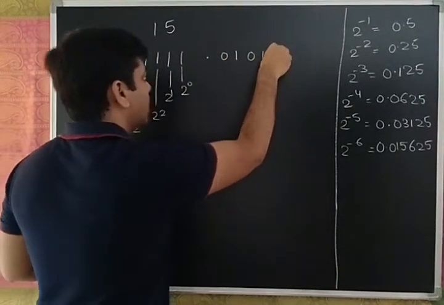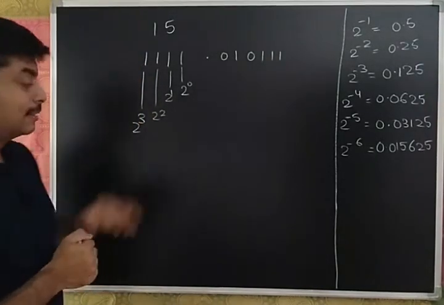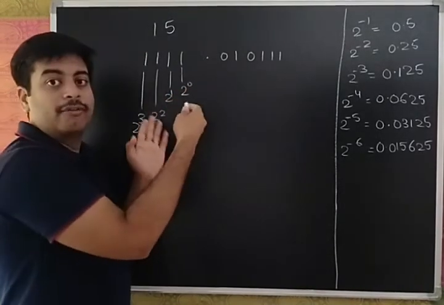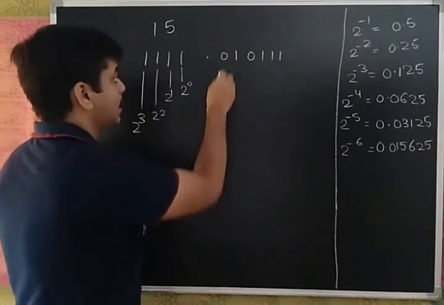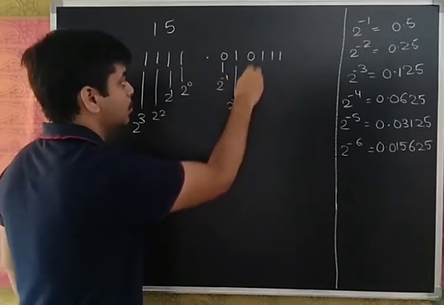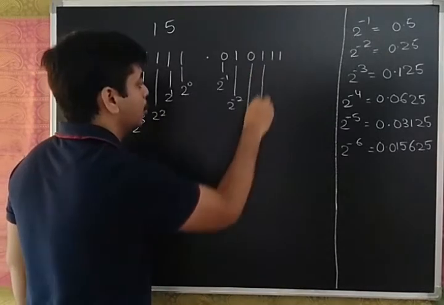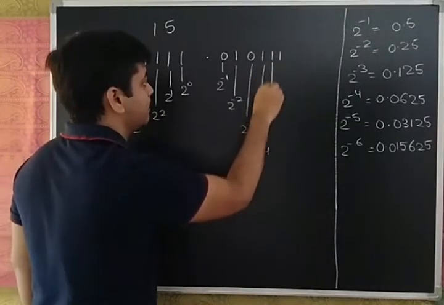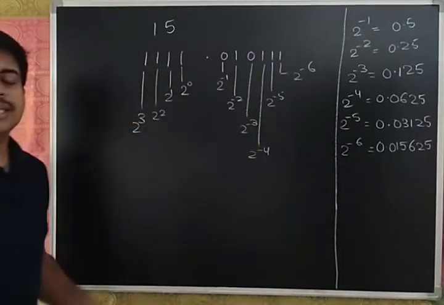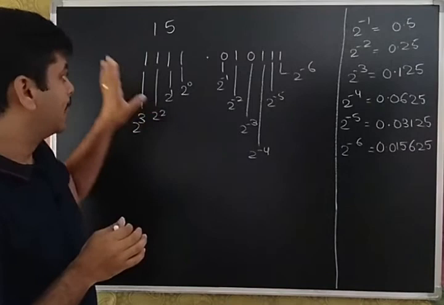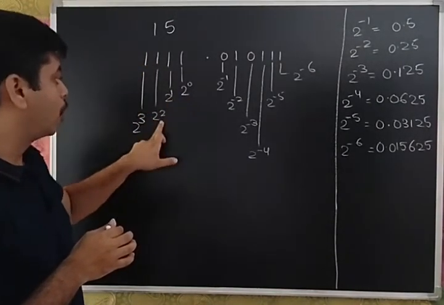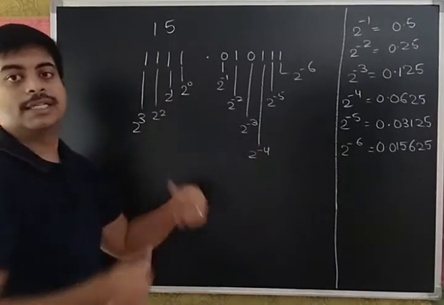Let us say we are having it like this. The same thing will be applicable, but instead of 2 power 0, 1, 2, now we have to go in the negative direction. That is, multiply the first digit with 2 power minus 1, next with 2 power minus 2, 2 power minus 3, 2 power minus 4, 2 power minus 5, and this one with 2 power minus 6. The same method, but up to now we have discussed all the positive powers. Now we are going to discuss the negative powers.